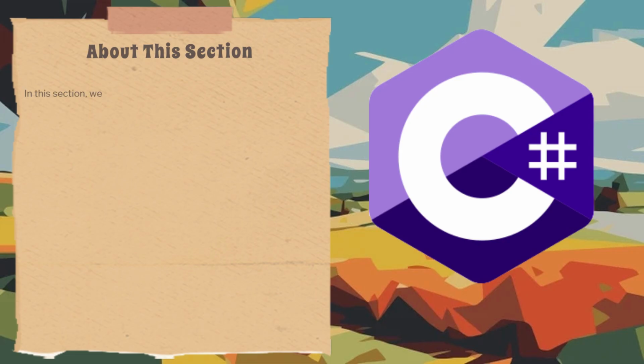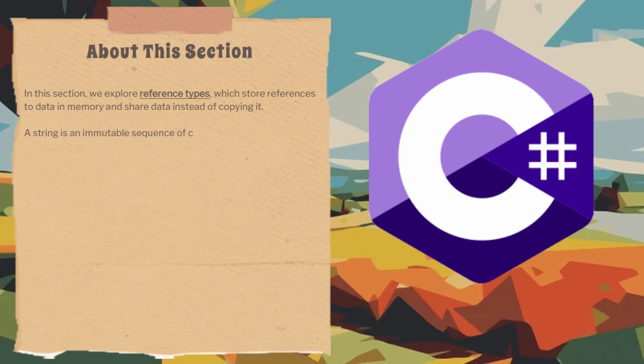In this section, we explore reference types, which store references to data in memory and share data instead of copying it. A string is an immutable sequence of characters. The object type is the root for all reference types. A class is a blueprint for creating objects with specific properties and methods.